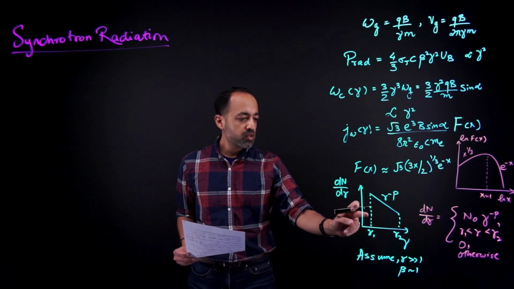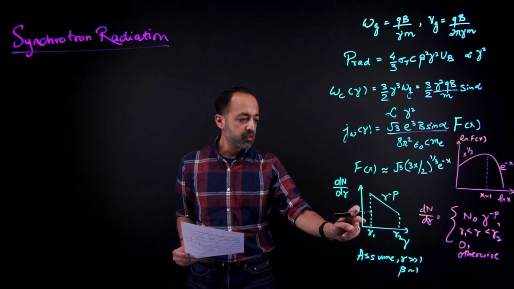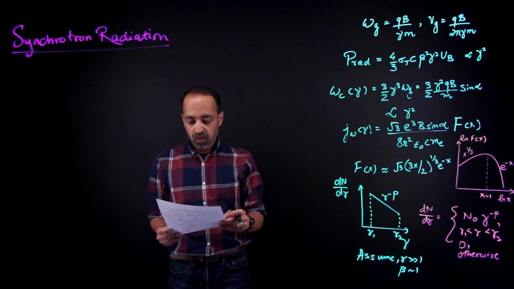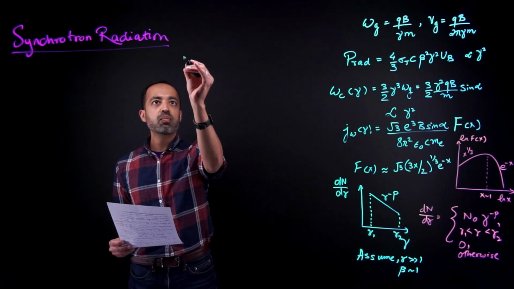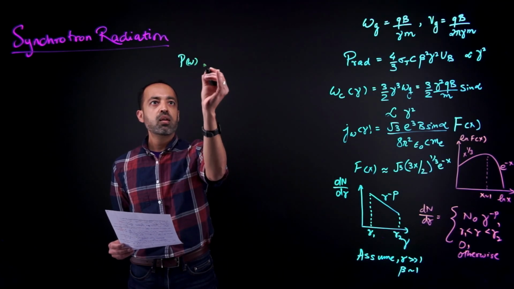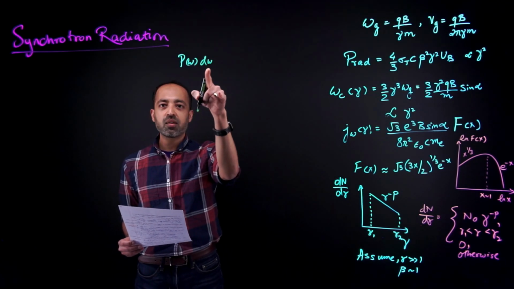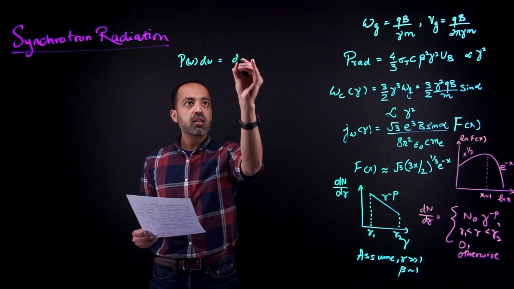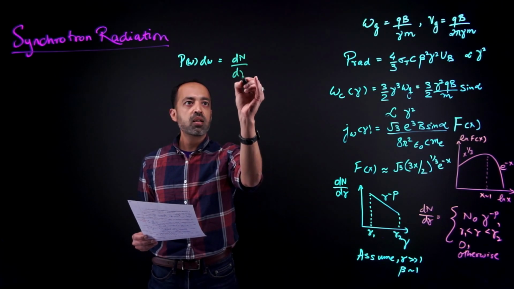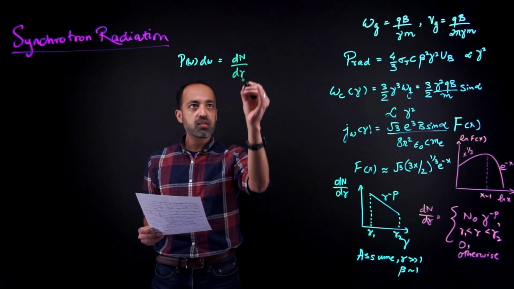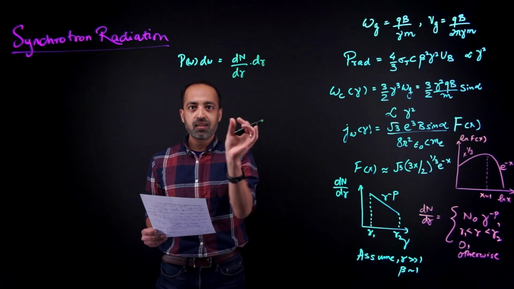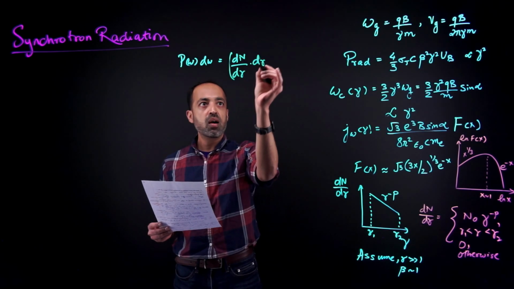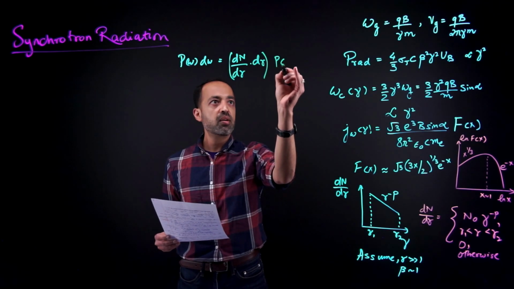So as I said, we are assuming that the radiation from each particle, each electron in here, is sharply peaked at this omega c. And so the spectral power, P omega, in some spectral range d omega, is going to be equal to the number of particles that are radiating for a given Lorentz factor, times the distribution, times the width d gamma, multiplied by P of gamma.